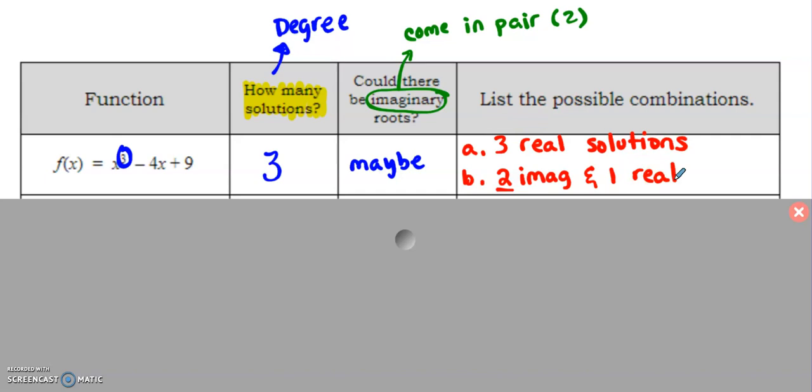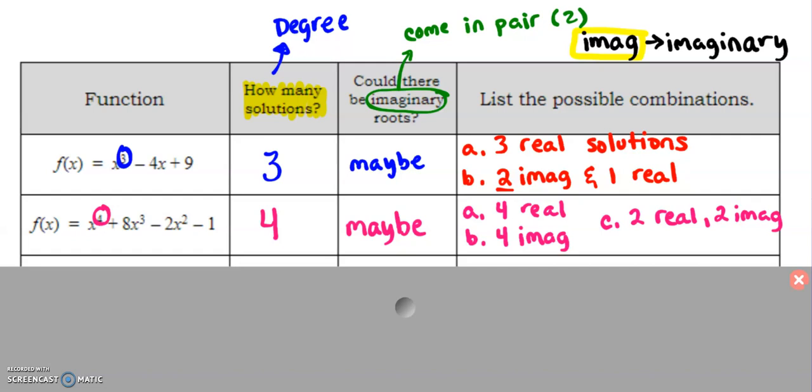So I'd like you to try each problem, and as you go, pause and come back and see if you get your number of solutions, imaginary, and possible combinations correct. Okay? All right, so taking a look at the next one, it has a degree of 4, so there could be 4 solutions. Could there be some imaginary roots? Maybe, we don't know. So what are our options?